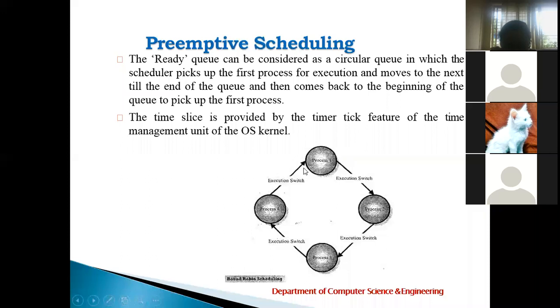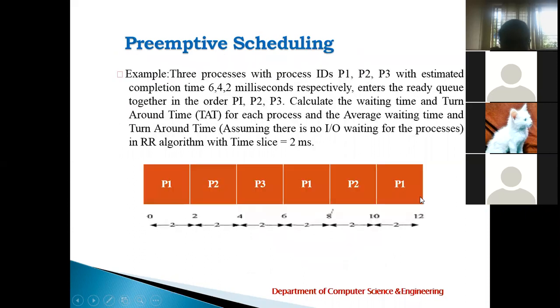Here there is no shortest time that will be sorted. Whoever has entered first will be given the chance. The token will be given to everyone. Everyone will get a chance to execute only based on the time slot, right? So we will try to see that with the help of the problem here, right?